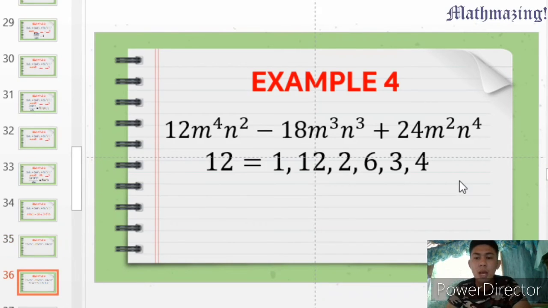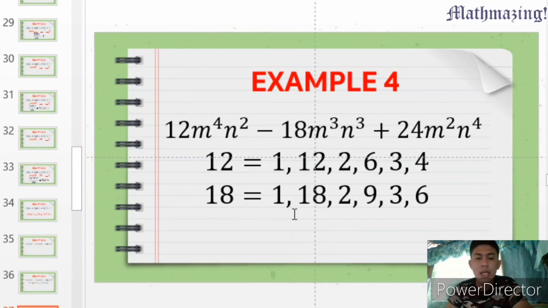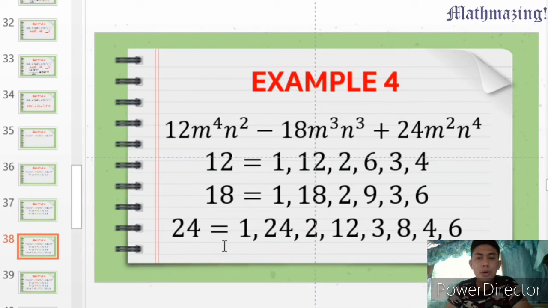So we have 12. The factors are 1, 12, 2, 6, and 3, 4. The factors of 18 naman is 1, 18, 2, 9, 3, 6. And lastly, we have 24. The factors are 1, 24, 2, 12, 3, 8, 4, and 6.